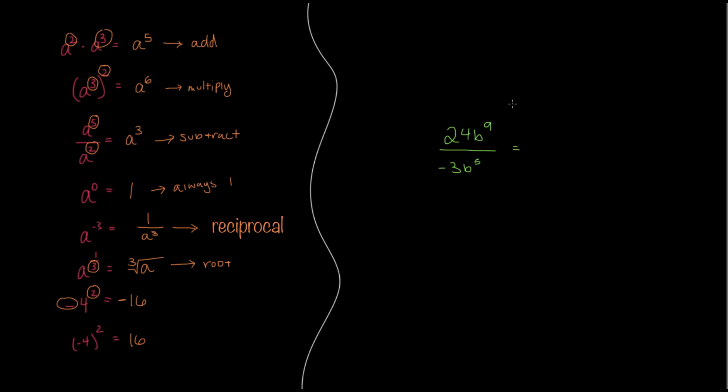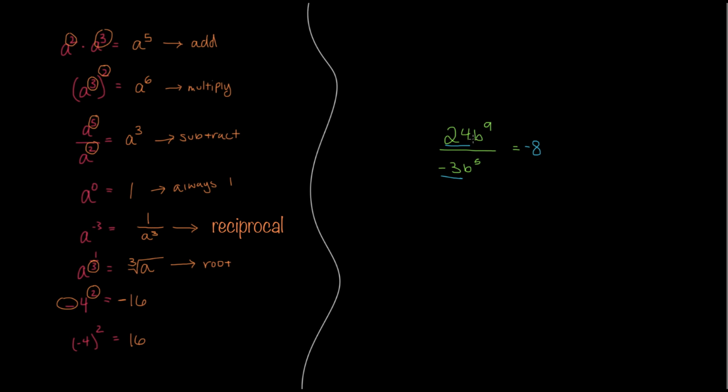Our next one says 24 times b to the ninth over negative 3b to the fifth. So again, to solve this one, what we're first going to do is get these constant terms out of the way. So we're going to do the operations as we would normally do on regular numbers. So 24 divided by negative 3 is going to give us negative 8. So now we don't have to worry about our constant terms.